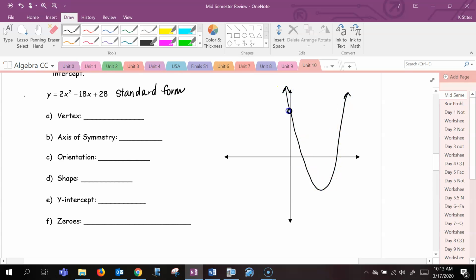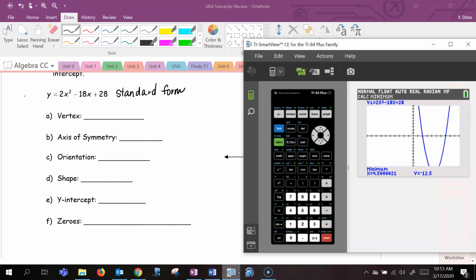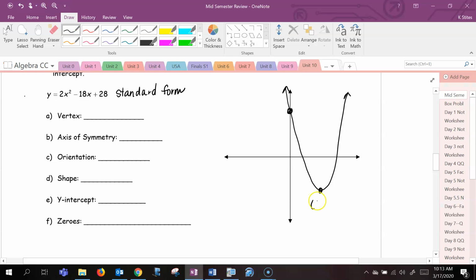We're going to find the y-intercept. The min we just found, what was it again? 4.5, negative 12.5, so we'll label that here. And we'll put it here. And then the other dots I'm going to put are my zeros. Alright, here we go. Axis of symmetry.